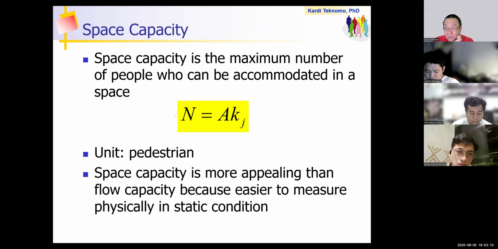You can also connect this with the space capacity. Space capacity is the maximum number, the jam density. So it is the maximum number of people who can be accommodated in the space in the pedestrian track. Sometimes space capacity is more appealing than flow capacity, especially for pedestrians, because it's easier to measure physically in the static condition, using a camera.